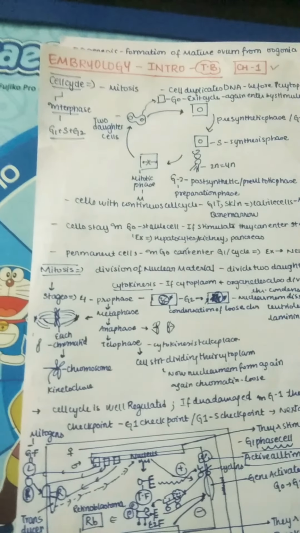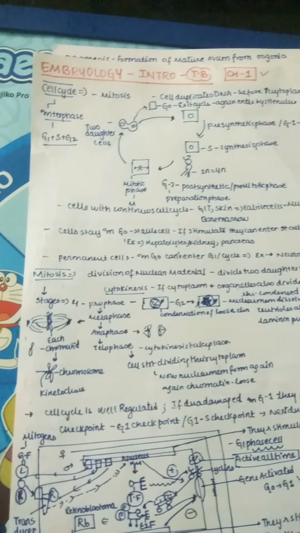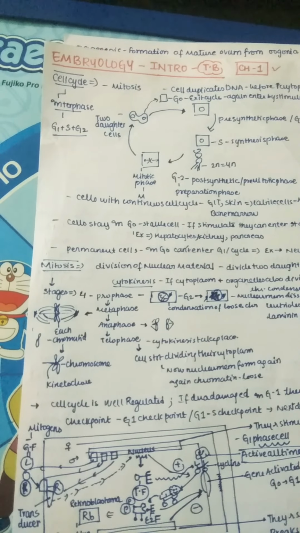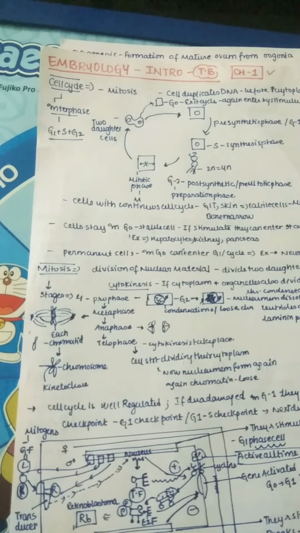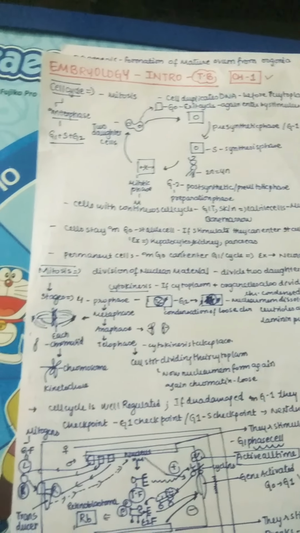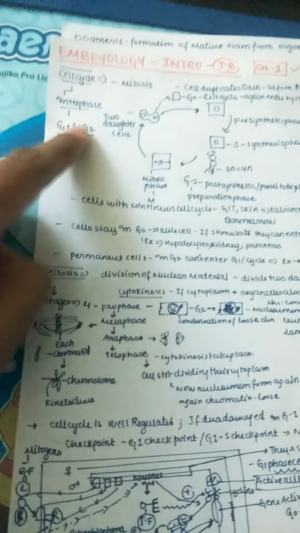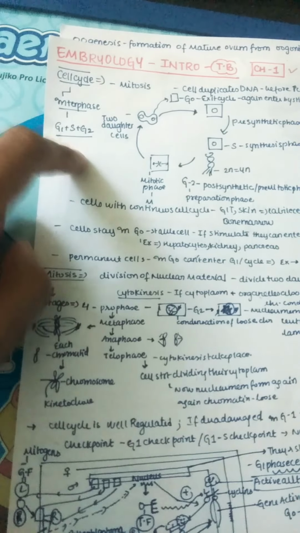The cell cycle is nothing but first the G1 phase, S phase and G2 phase. Here G1 and G2 are preparative phases, and S is the main synthesis or replicative phase in the case of mitosis. The cell cycle is divided into mitosis and interphase. Interphase contains G1, S and G2, but the main cycle is the mitosis cycle.